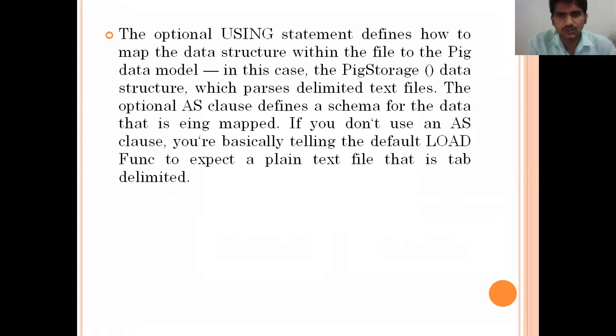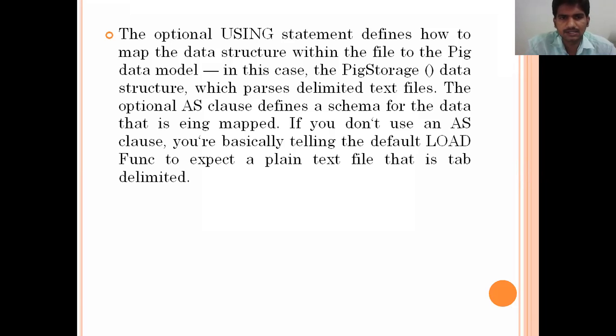So the optional USING statement defines how to map the data structure within the file to the Pig data model, in this case PigStorage. So there we define how we are going to divide the data, that is the column data, by using a comma or a full stop or any delimiter used to separate the different sets of data. The data structure parses the delimited text files. The optional AS is again a statement.